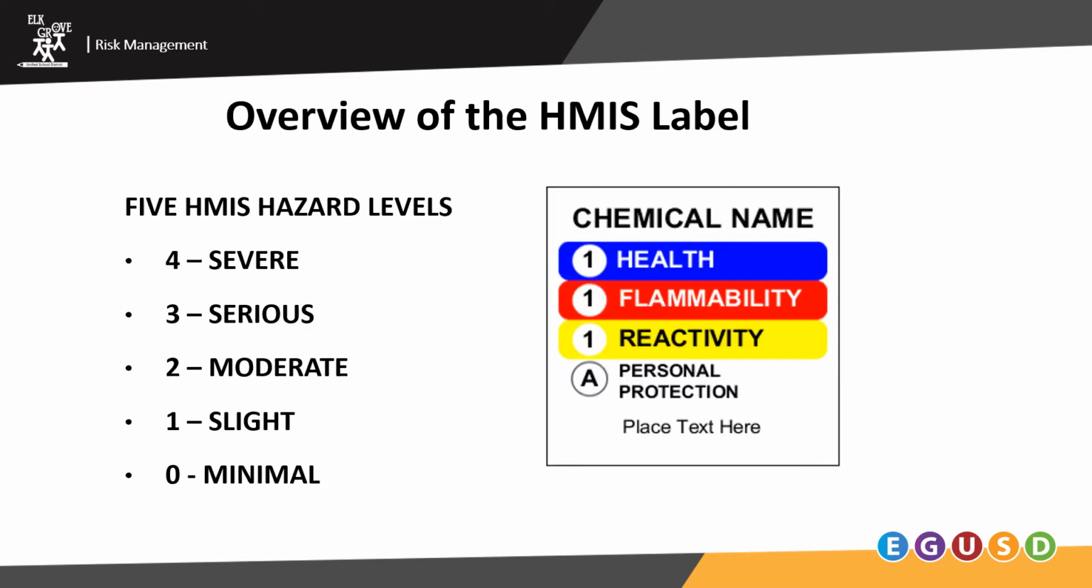Overview of the HMIS label. There are 5 HMIS hazard levels: 0, minimal; 1, slight; 2, moderate; 3, serious; 4, severe. There are also 4 color codes for each chemical. The blue bar, health. Red, flammability. Yellow, reactivity. And the white bar is for a personal protection level.